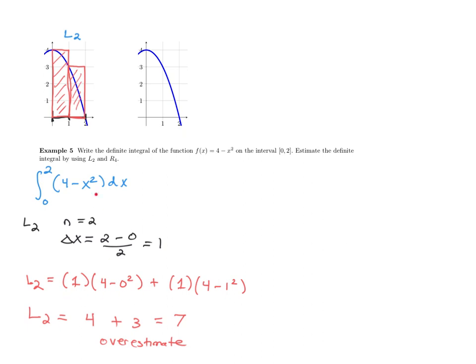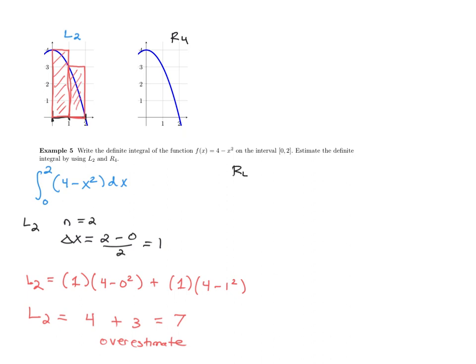For this first rectangle, we're using the left endpoint, which you plug into the function. So the height means you take 0, put it into the function f of x, and in this case it simplifies to 4. Here, to get the height at 1, I put 1 into the function. Here, I simplified it down to 3. Let's repeat this for r sub 4.